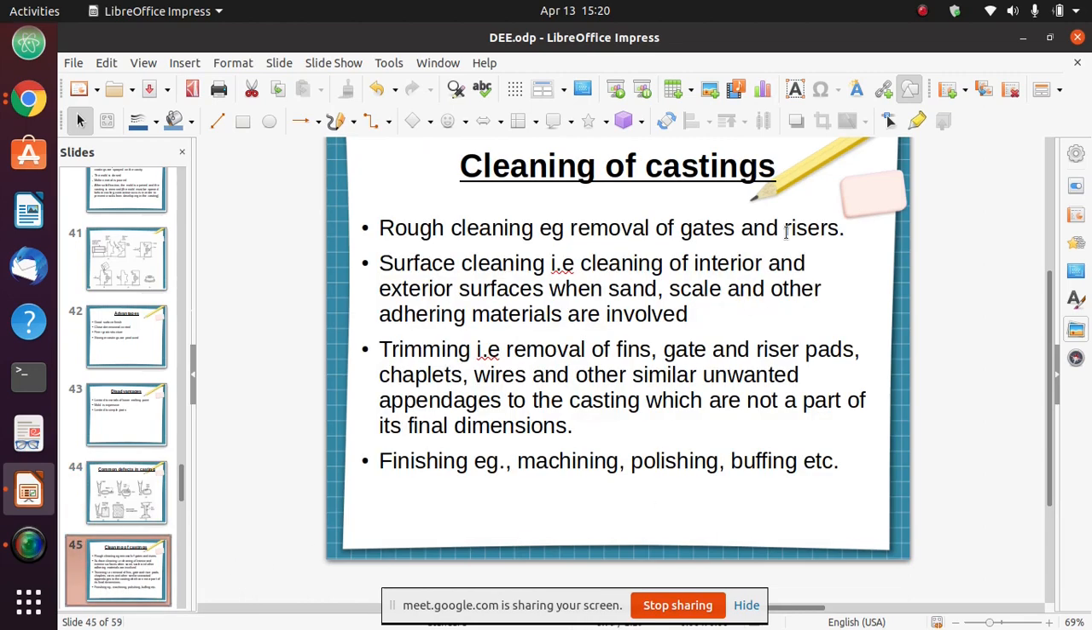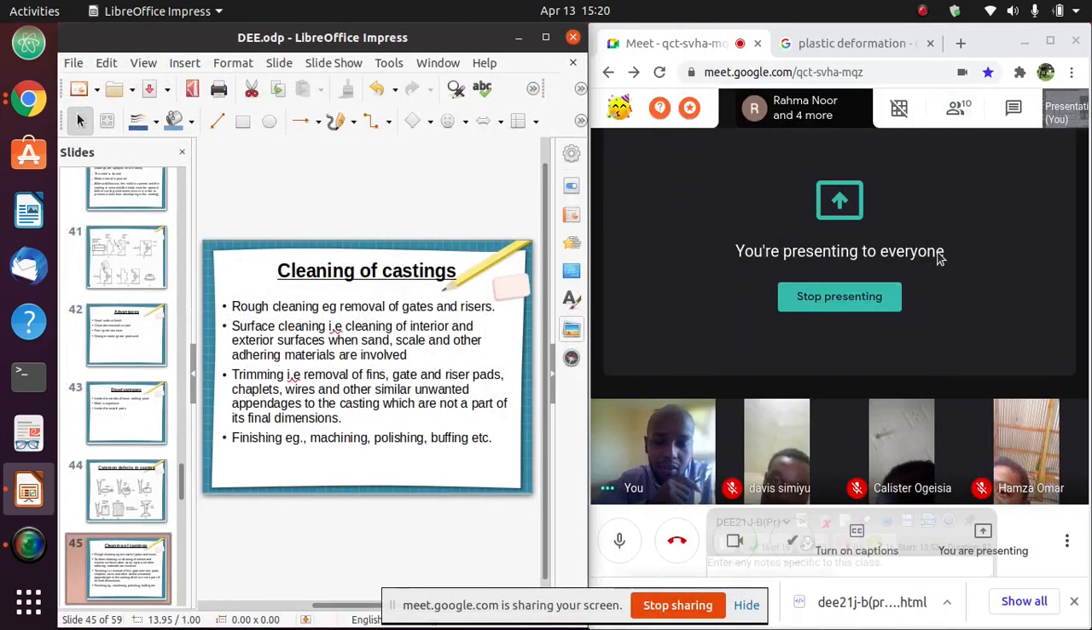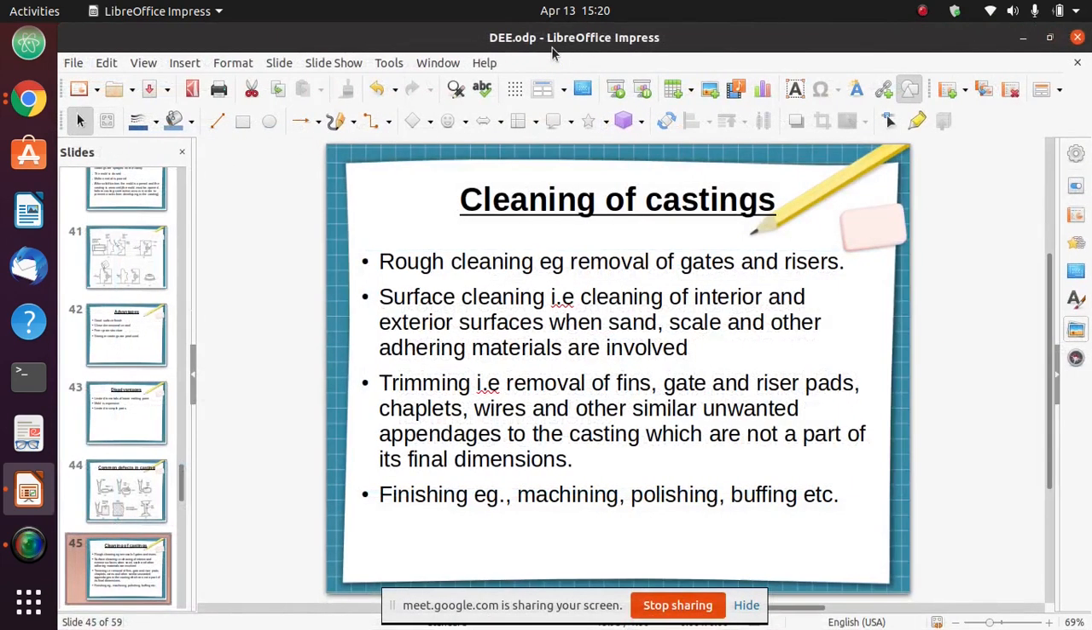Now, how do we clean these castings? Are we together? Jo mmenyamaza sana mpaka nashindwa kama naongea na watu. Okay. Now, how do we clean these castings? Umeona katika nashukuru bana.